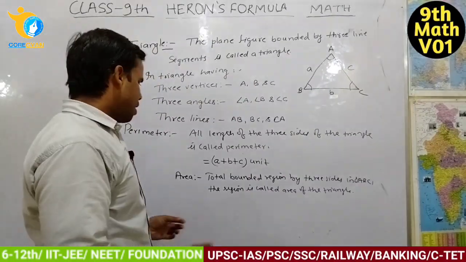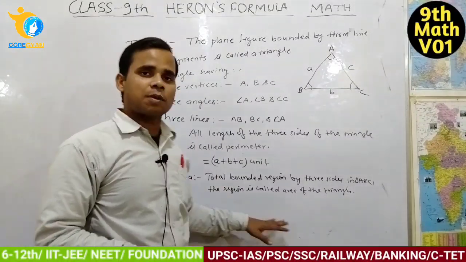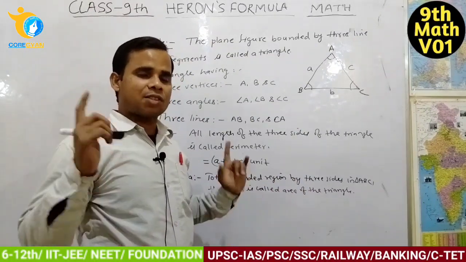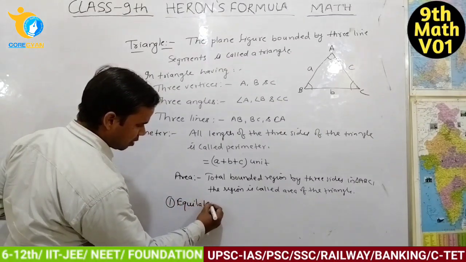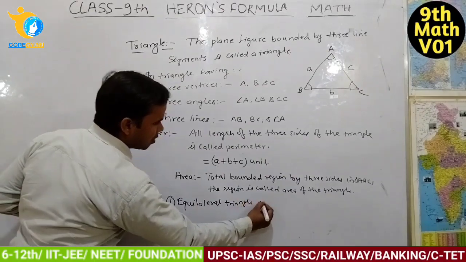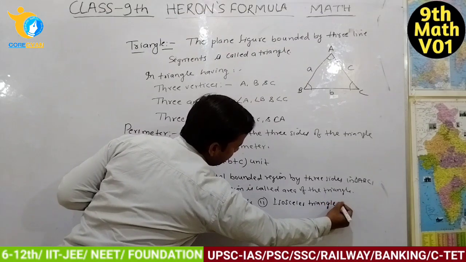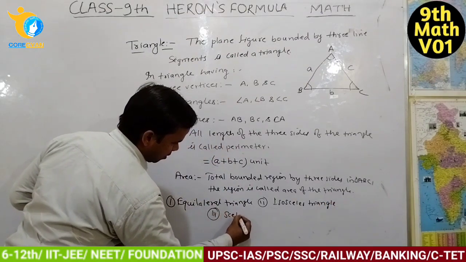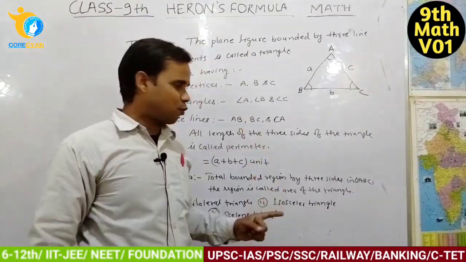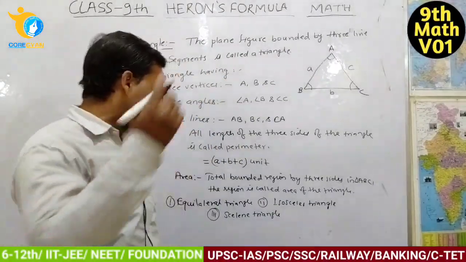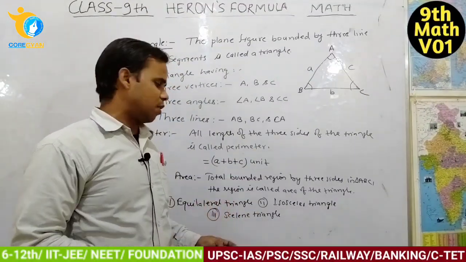So next we have to see how many types of triangles there are. Based on the sides, there are mainly three types of triangles. First is the equilateral triangle. Second is the isosceles triangle, and third is the scalene triangle. In the equilateral triangle all sides are equal, in the isosceles triangle two sides are equal, and in the scalene triangle no sides are equal, all sides are unequal.